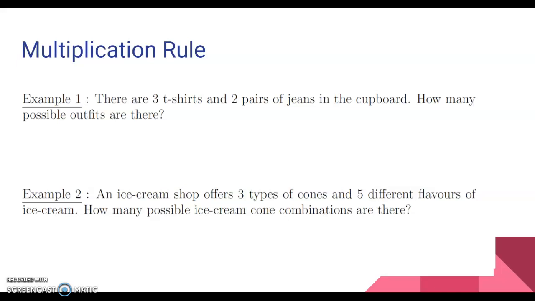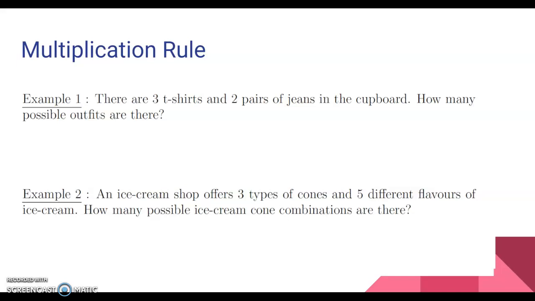So we have 3 options for the t-shirts, and each of those 3 options can be paired with either the first pair of jeans or the second pair of jeans. So that would be 3 times 2. That's the multiplication rule. 3 times 2 is 6. There are 6 different outfits that you can wear. Each of your 3 t-shirts can be with the first pair of jeans, and each of your 3 t-shirts can be with the second pair of jeans. So 6 outfits.